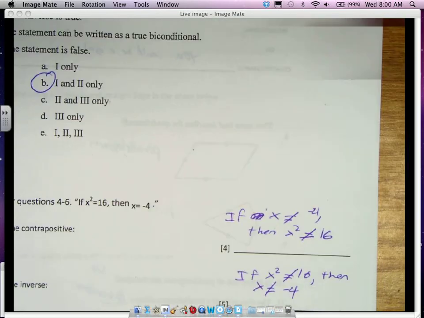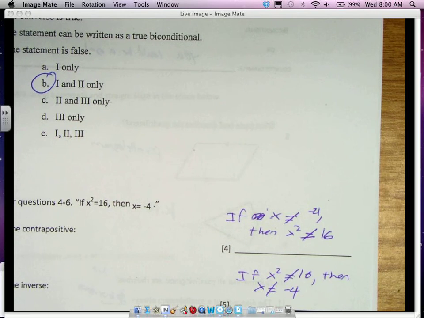Number 4: if x does not equal -4, then x squared does not equal 16. Inverse: if x squared does not equal 16, then x does not equal -4. Is there anything you want me to repeat from 1 through 5 before I move on?